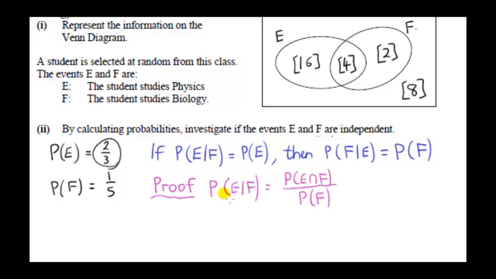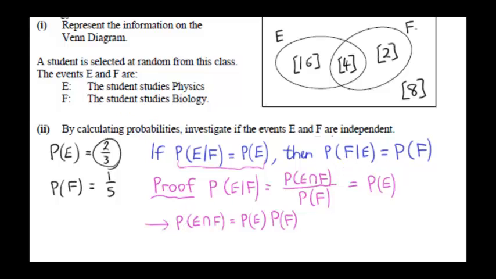Okay, so I'm using the formula for the probability of E given F. F is the event that's conditioned on, so it appears in the denominator, and in the numerator we have the intersection of the two sets. But of course, since E and F are independent, we can set this equal to the probability of E. We're just using this result here, that's what we're given. And by cross multiplying we get this result that we saw already.